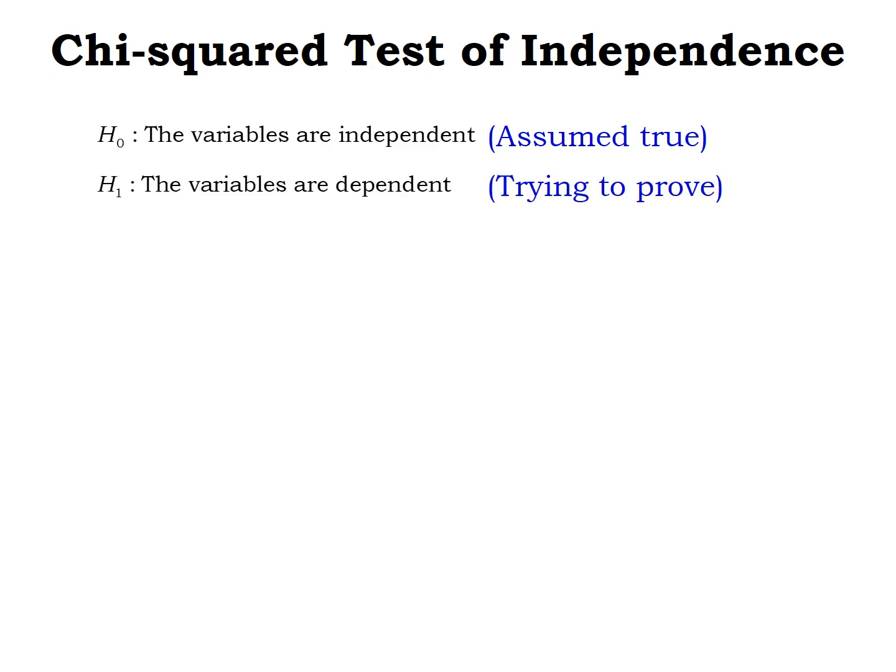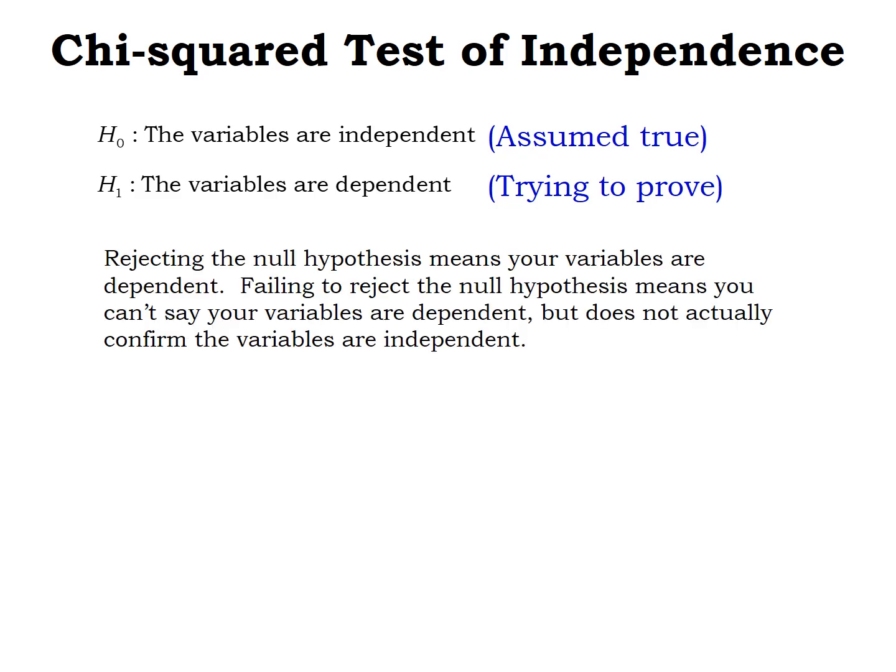In a chi-squared test of independence, the null hypothesis is going to be that our two variables are independent. The alternative is going to be that the variables are dependent. If you reject the null hypothesis, you're saying we have proven that the variables are not independent and therefore they must be dependent. If you fail to reject the null hypothesis, that means you haven't ruled out the possibility that they're independent, which is not the same as proving that they are independent.